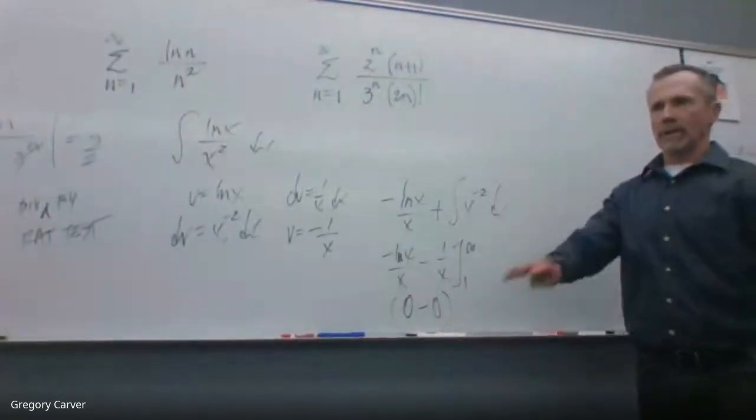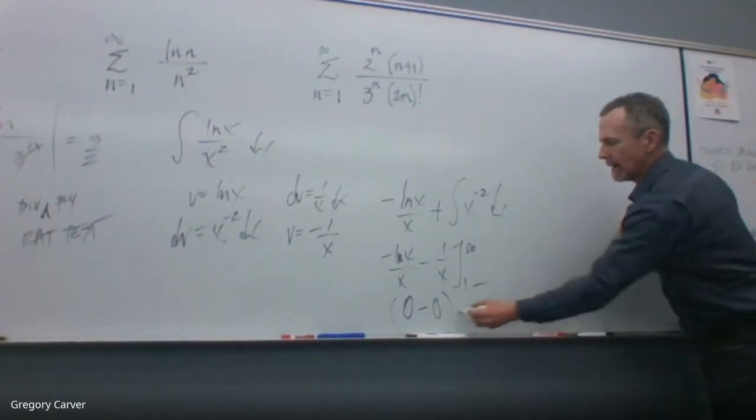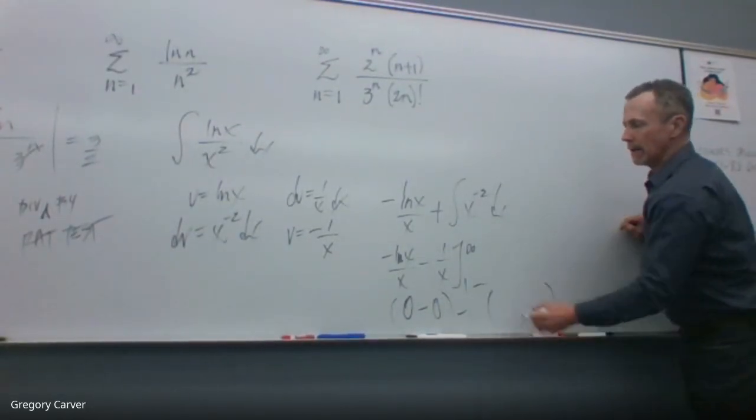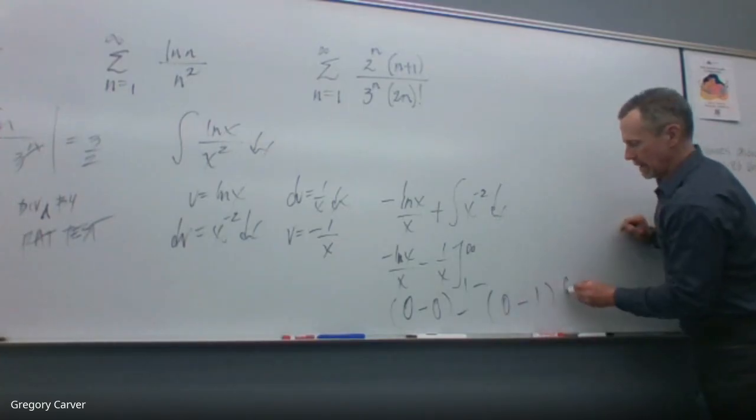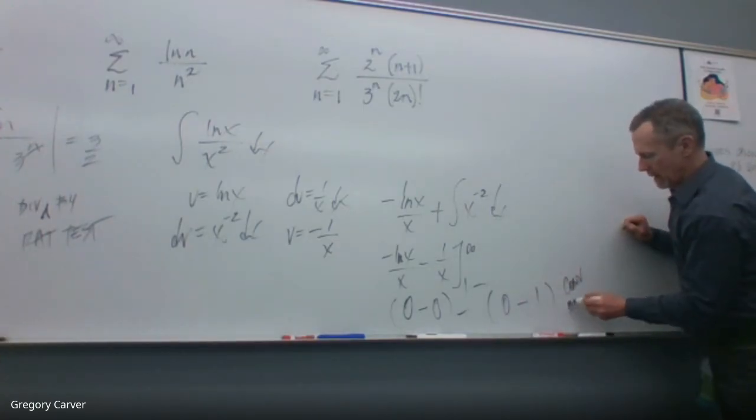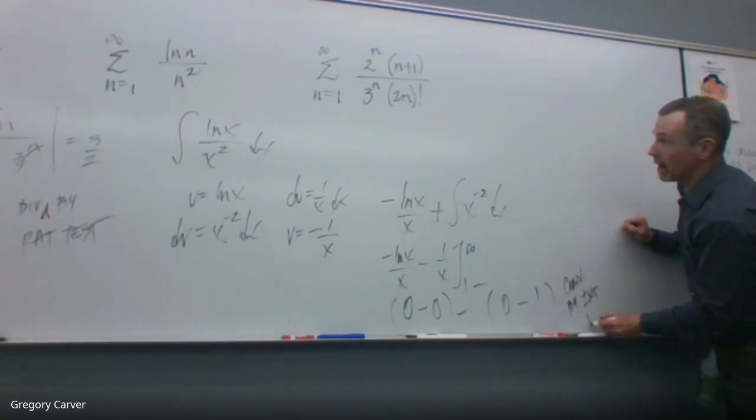Is everyone clear on what's going on here? Minus then what I get when I plug in 1, that's going to be 0 minus 1. This is convergent by the integral test.